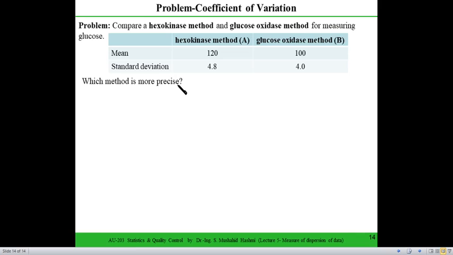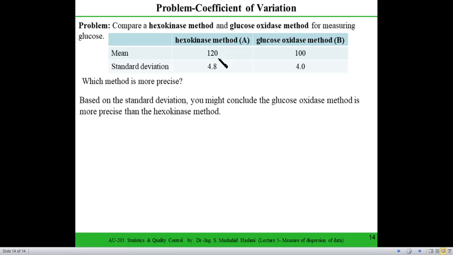So which method is more precise? We cannot answer this question only on the basis of the spread of the data. Method A has a bigger standard deviation than method B, so we could say method B is more precise than method A if we decide only on the basis of standard deviations. But we are not taking into account the central tendency of the data.